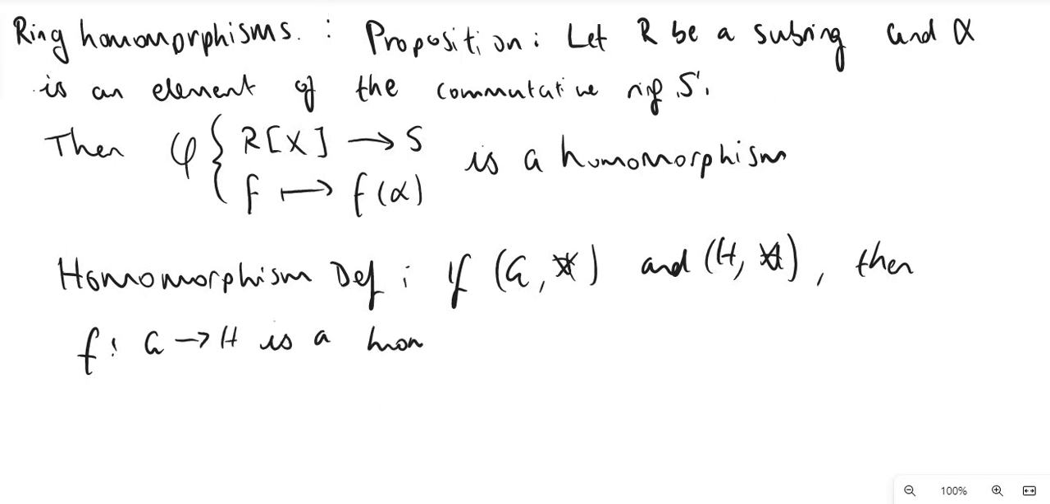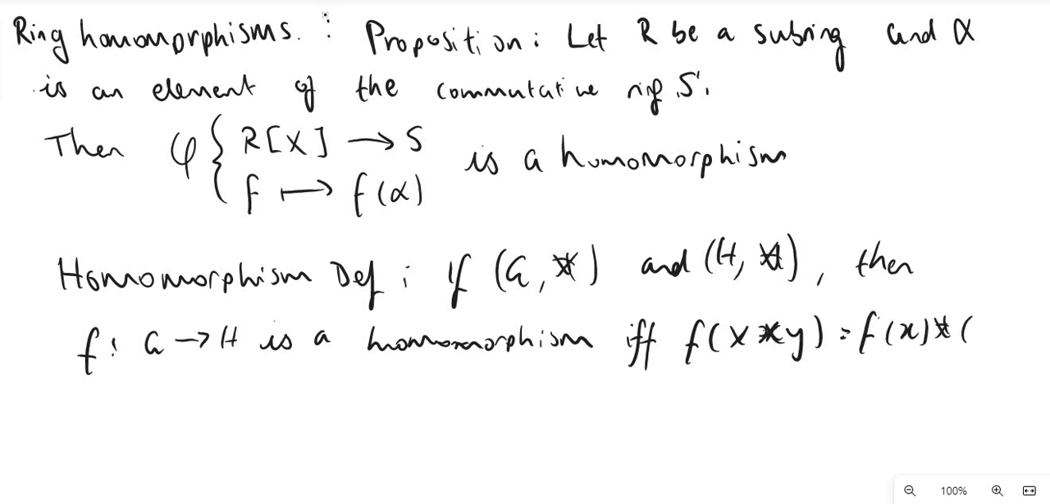is a homomorphism if and only if f of xy is equal to f of x operated by f of y, and this is for all x, y elements in the set G. This has to be a general principle. If there is one particular case where this doesn't work, then it is not a homomorphism. So we see how delicate this dichotomy is.